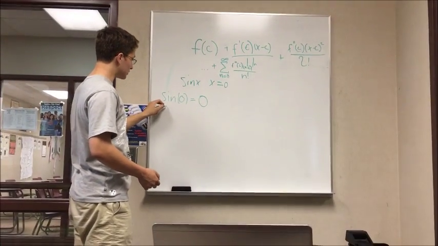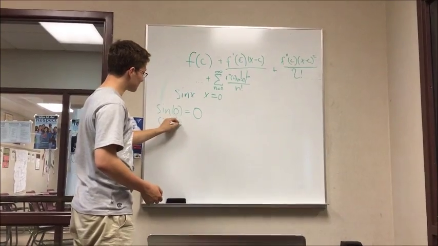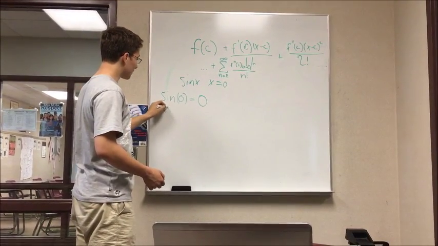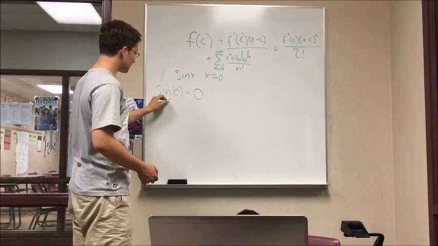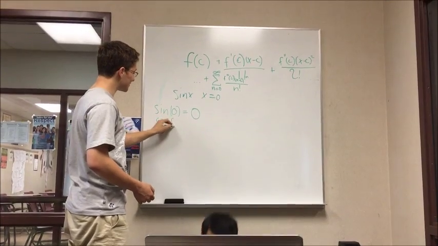The derivative of sine, which is cosine, and we find the cosine of 0.